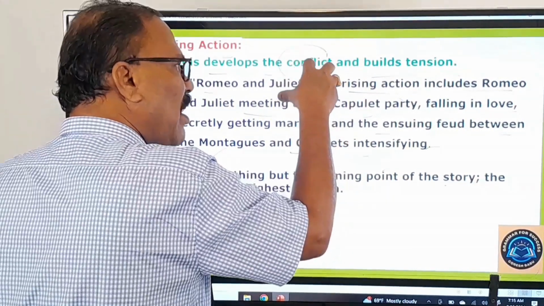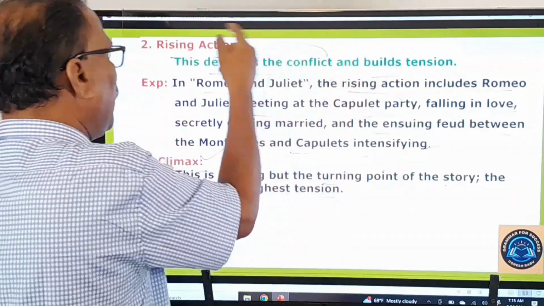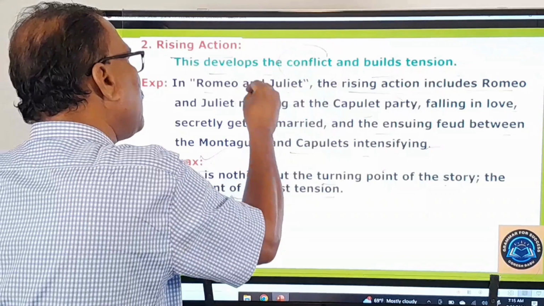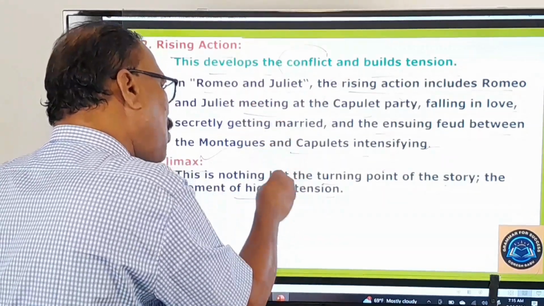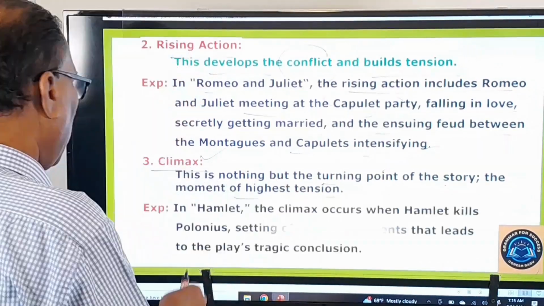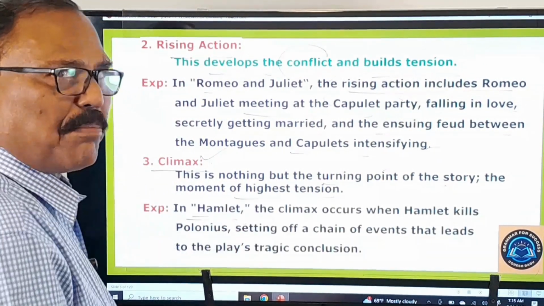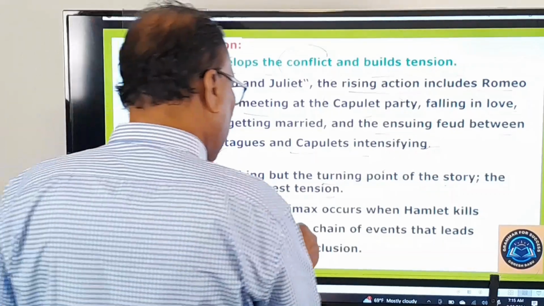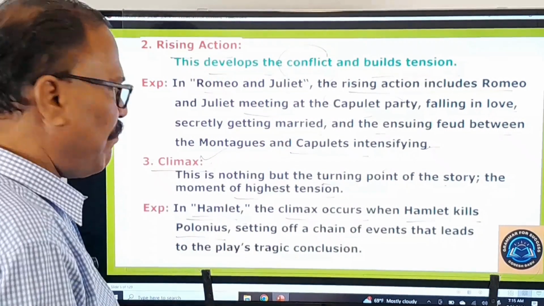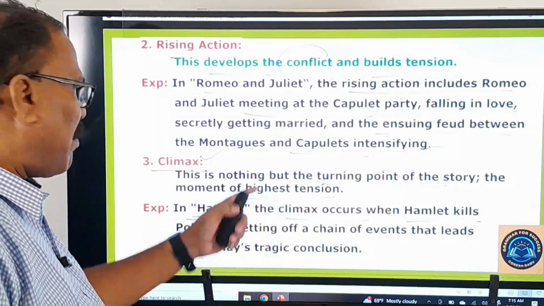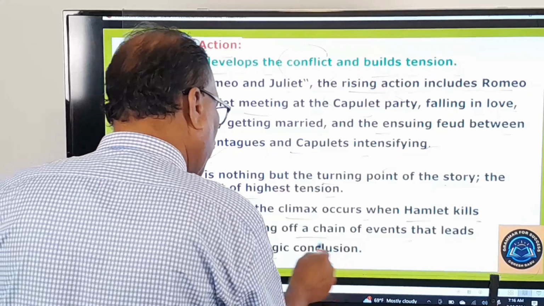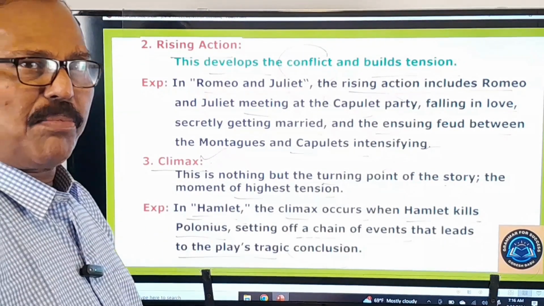So here for the audience, the tension that has been built in the second part, that is in the rising action, will increase more and more, and makes the audience reach the highest point of tension. From Hamlet, one example is taken for you. The climax occurs when Hamlet kills Polonius, setting off a chain of events that leads to the play's tragic conclusion. You know that very well, all about Hamlet.